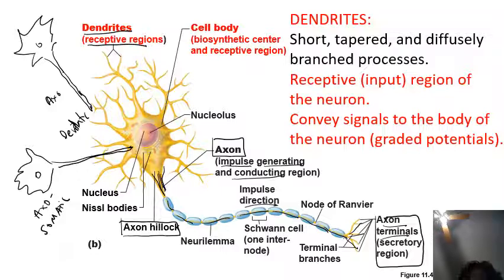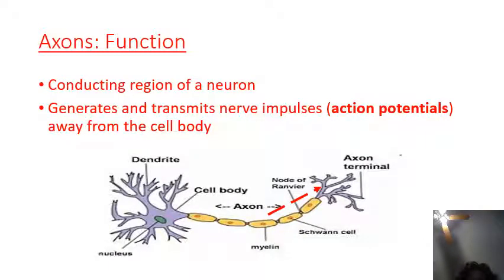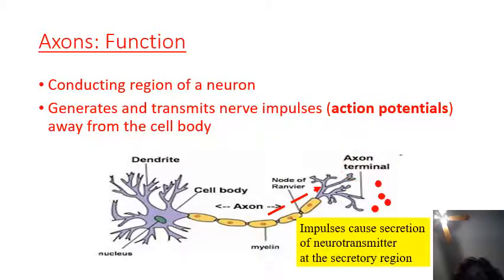At the axon terminal, in response to the action potential, the neurotransmitter will be secreted by the axon terminal region. So the axon terminal is the secretory region of the neuron that will secrete neurotransmitter in response to an action potential. In the case of a multipolar neuron, of a somatic motor neuron, the neurotransmitter secreted would be acetylcholine.